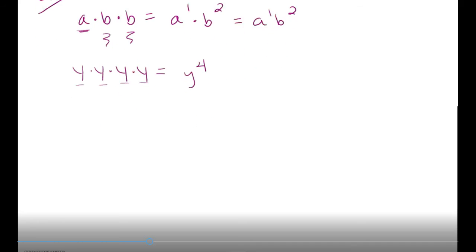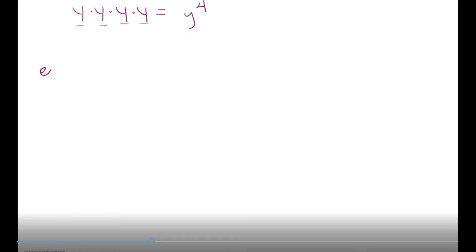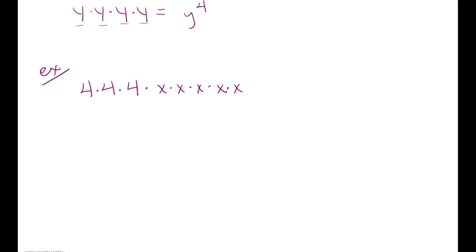Okay, we can do it with numbers, we can do it with letters, and guess what? We can do it with numbers and letters. Yay! You can tell I'm in a rare mood today. All right. What if we had 3 4s and then 5 x's? Well, again, I would just count up what we had. We have 4 to the 3, and 1, 2, 3, 4, 5, and then x to the 5th.